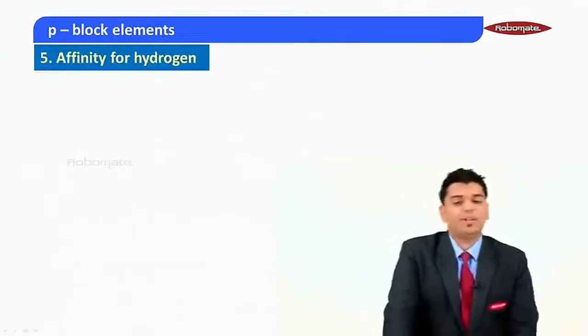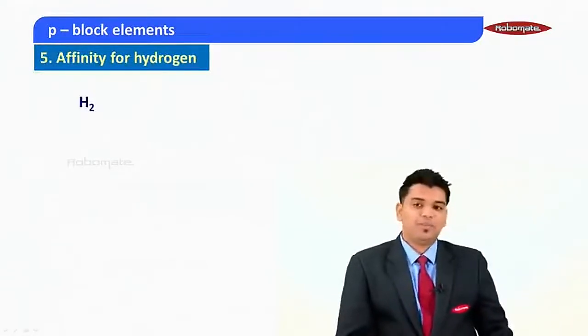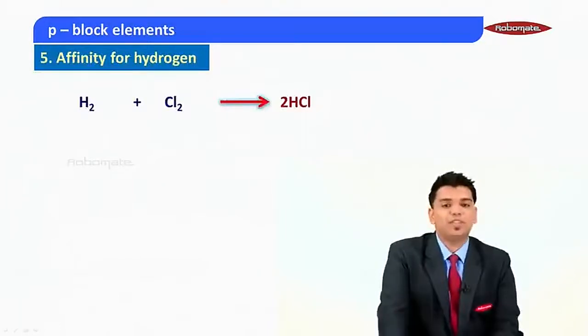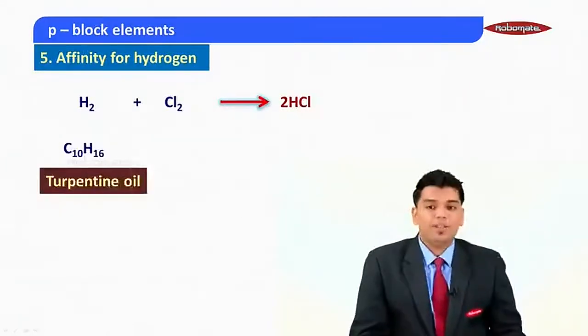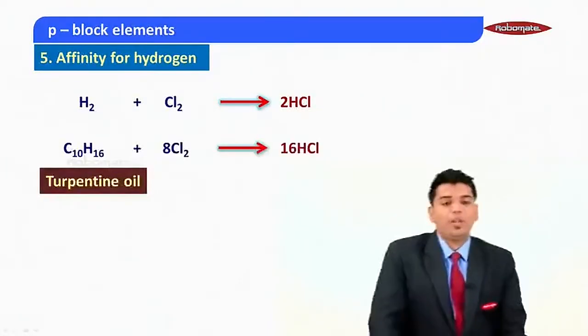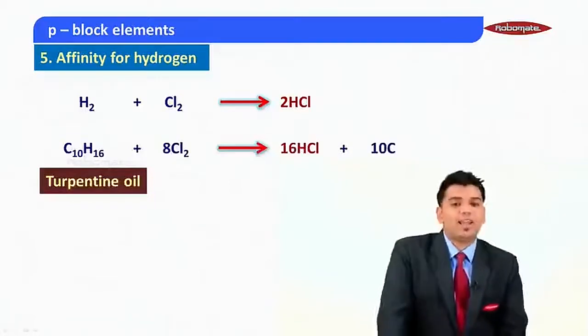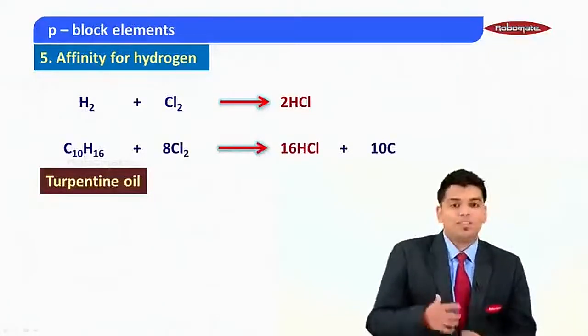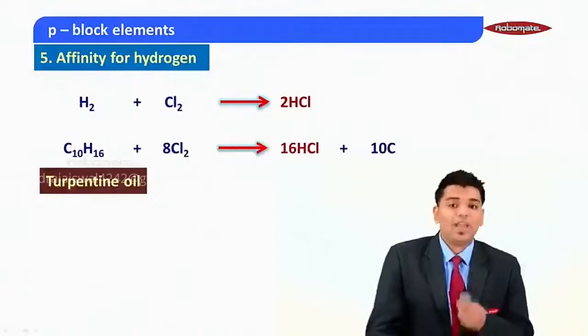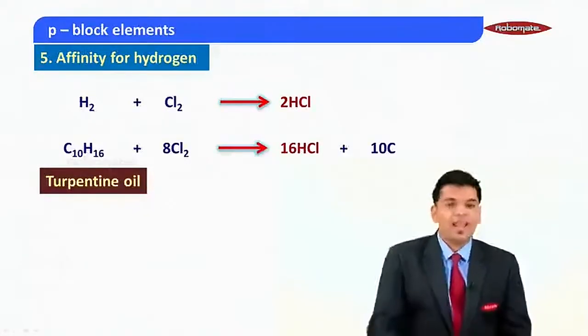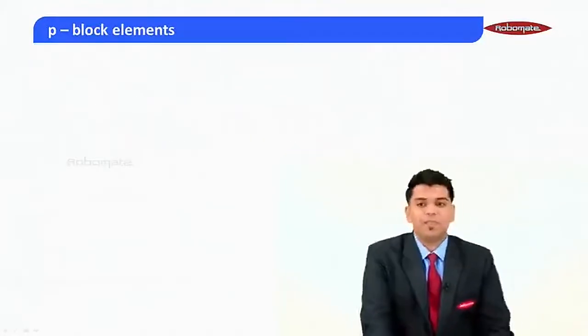Going ahead, let us talk about its affinity for hydrogen. Now H2 plus Cl2 gives us HCl. Now C10H16, that is turpentine oil, when treated with Cl2 gives us HCl and 10C. If you look at the second reaction, it takes away H from C and forms HCl and leaves carbon behind.